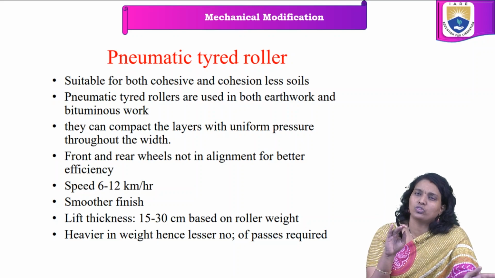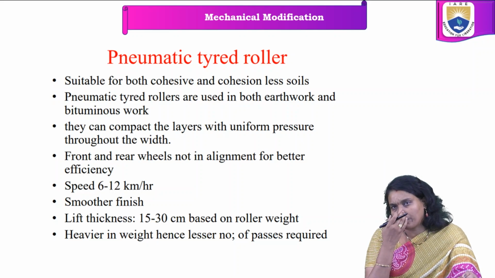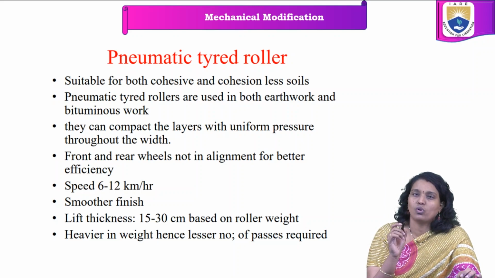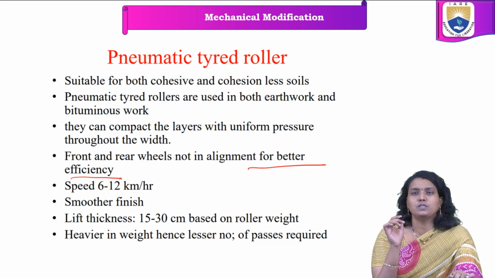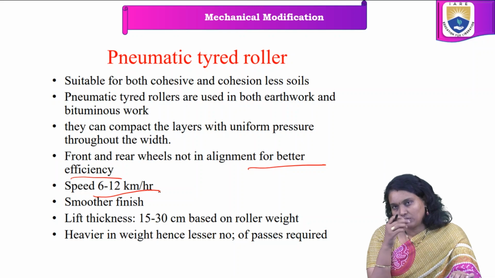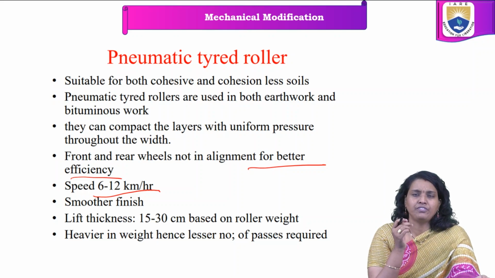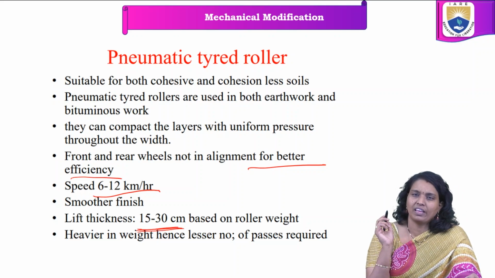It is suitable for both cohesive and cohesionless soils. This type is used for both earthwork and bituminous work, and it can compact the layers with uniform pressure throughout the width. Here also, the front and rear wheels are not aligned, for better efficiency. Its speed is 6 to 12 kilometers per hour, which is better than the rollers mentioned previously, and it gives a smoother finish. Lift thickness is 15 to 30 centimeters based on the roller weight.